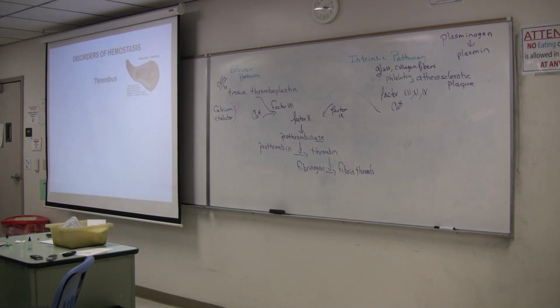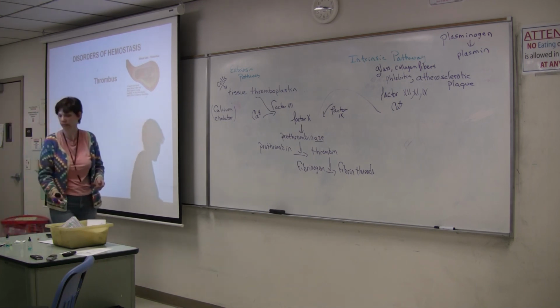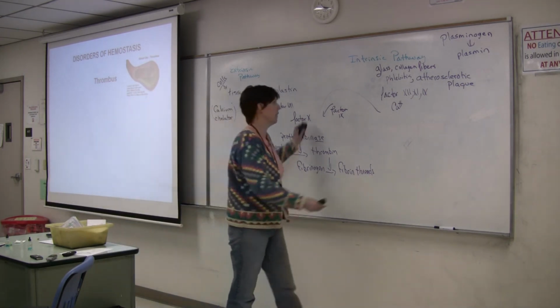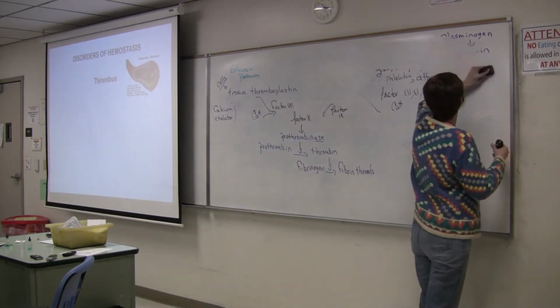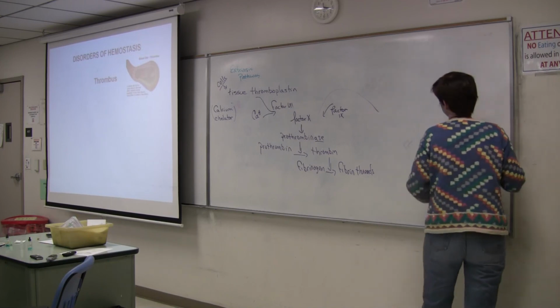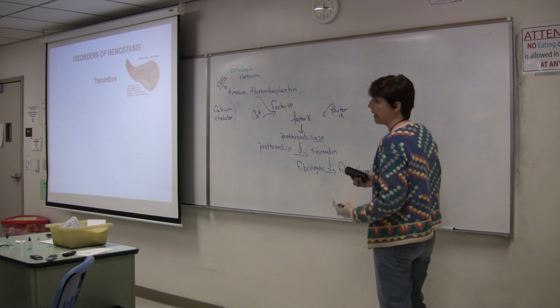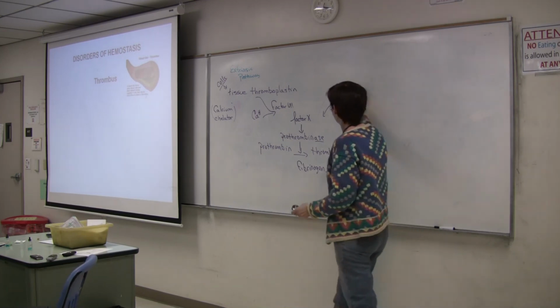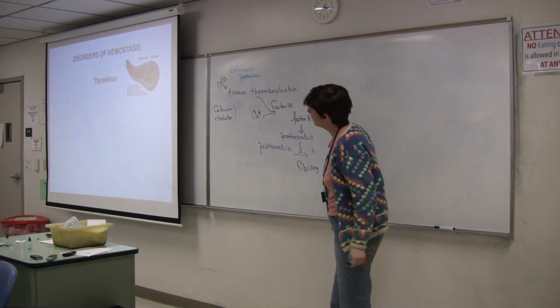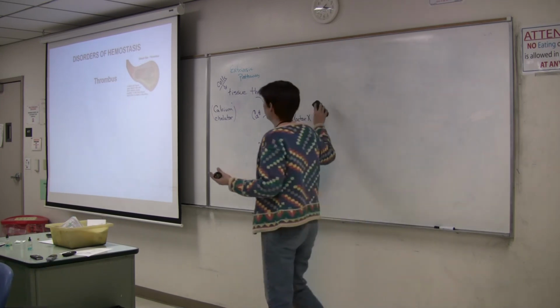All right, so disorders of hemostasis, we've been talking about it. A clot is known as a thrombus. So it's a stationary clot in a vessel. Let's say that you have phlebitis, or you've been sitting still on a plane for a long time with the edge of the seat compressing the back of your thighs and blood's not flowing well, a thrombus can form.